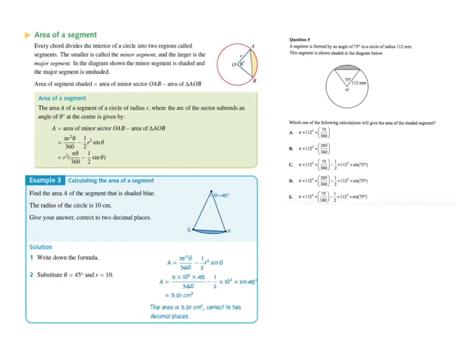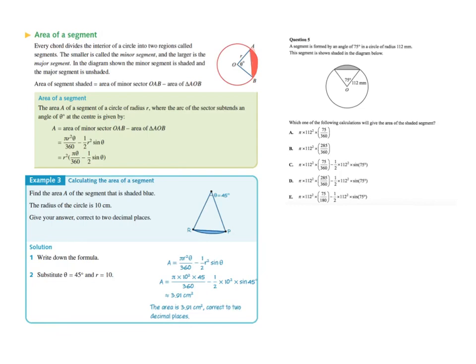Okay, so area of a segment, as I said, the segment is when it's this bit, they've coloured it in there, just that bit in here. So it's when you've got the section of the pie and then just that top bit like that, okay?